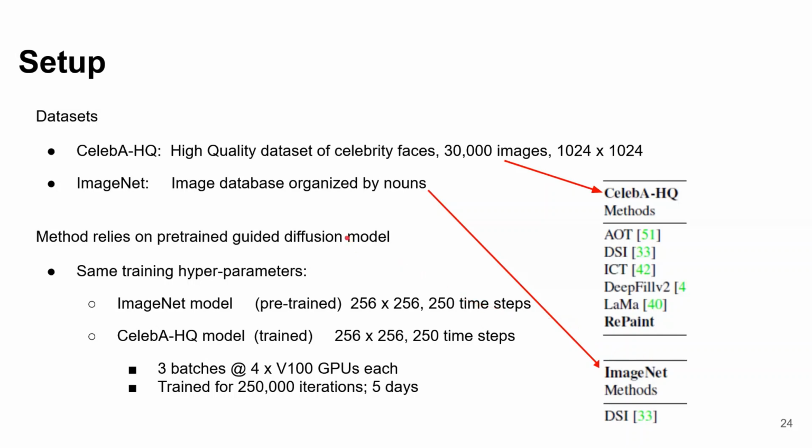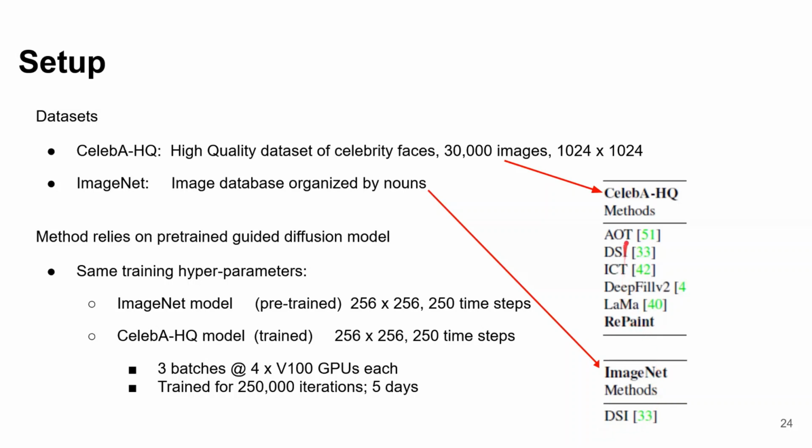This method relies on a pre-trained guided diffusion model. For ImageNet, they had a pre-trained model to use, but for the CelebA-HQ data set, there was not a tested model. So they trained their own model, and they used the same parameters as the ImageNet model. They trained it in 3 batches over 4 GPUs, for 250,000 iterations over 5 days. And you'll see RePaint listed at the bottom of each table. It'll be listed at the bottom of this table when you see it here.